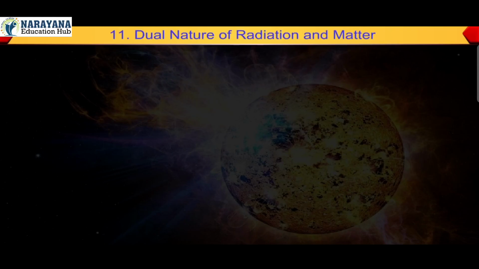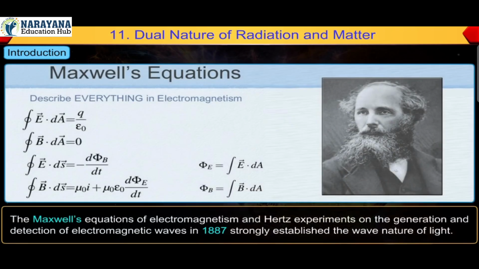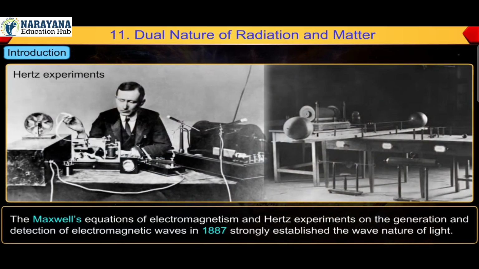Dual nature of radiation and matter. Introduction. The Maxwell's equations of electromagnetism and Hertz experiments on the generation and detection of electromagnetic waves in 1887 strongly established the wave nature of light.